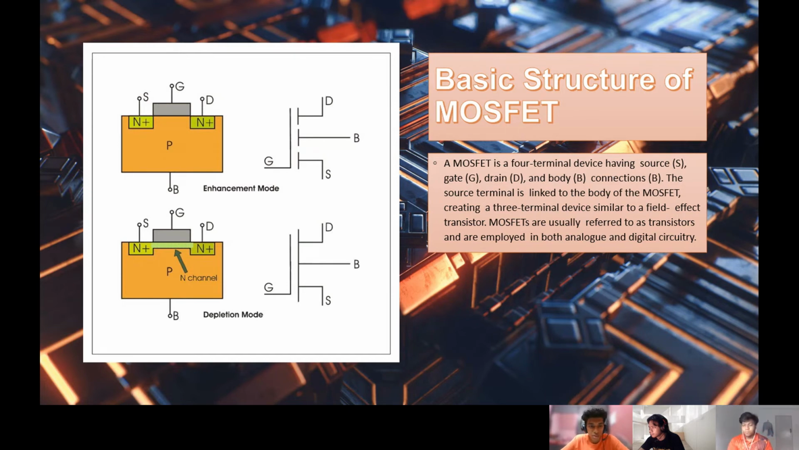So this is the basic structure of MOSFET. A MOSFET is a four-terminal device having source, gate, drain and body connection. The source terminal is linked to the body of the MOSFET, creating a three-terminal device similar to a field effect transistor. MOSFETs are usually referred to as transistors and are employed in both analog and digital circuitry.